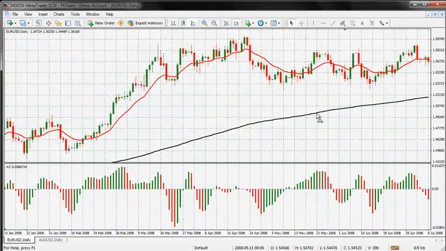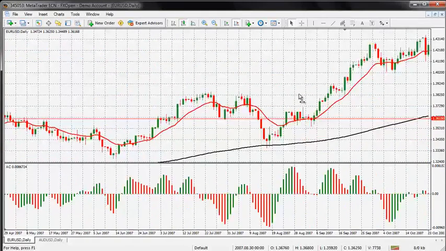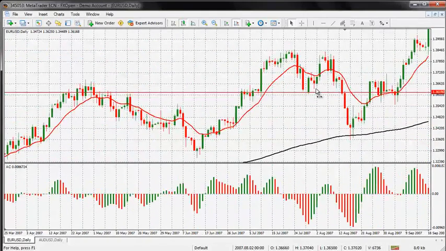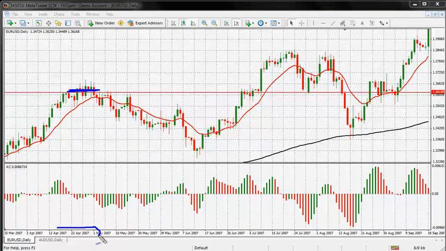And just keep on going back and see if these are some areas that have been respected before. Yes, they have. I mean, look, right here, this is going back in April 2007. 2007, 4 years ago. Alright, 4 years ago, and you can still use these. So that's a major support slash resistance level.